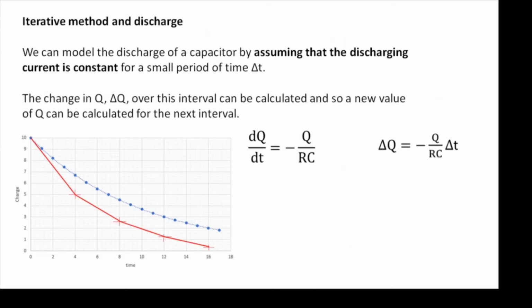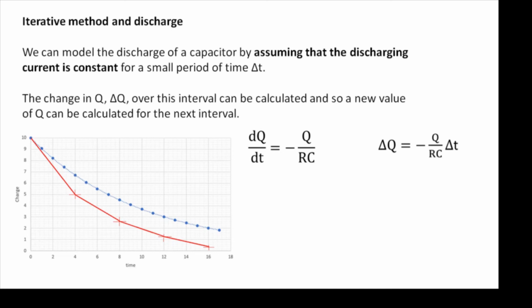Now, an iterative method. Iterative means doing it bit by bit. You can work out the charge on a discharging capacitor using an iterative method if, for very small time intervals, delta t, you assume that the discharging current is constant. You work out delta Q using this equation here. Delta Q is minus Q over RC times delta t. You take that away from Q, and then you do that again and again and again, and you can get an approximation of the charge on the capacitor, how it varies with time.